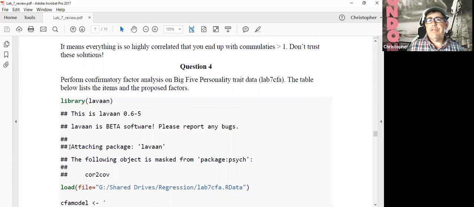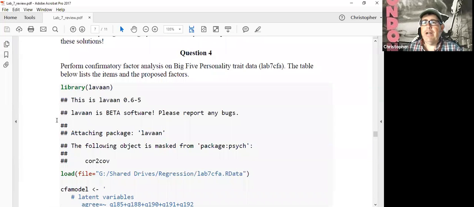All right, last question is performing a confirmatory factor analysis on some Big 5 personality trait items. And in the assignment, I listed out what the different items were. We're going to do this using Lavaan. We've done a lot of work using Lavaan, and it also gets used in mediation analysis. Really powerful tool. I think we're lucky to have free tools like this available. It replaces what a lot of commercial packages do.